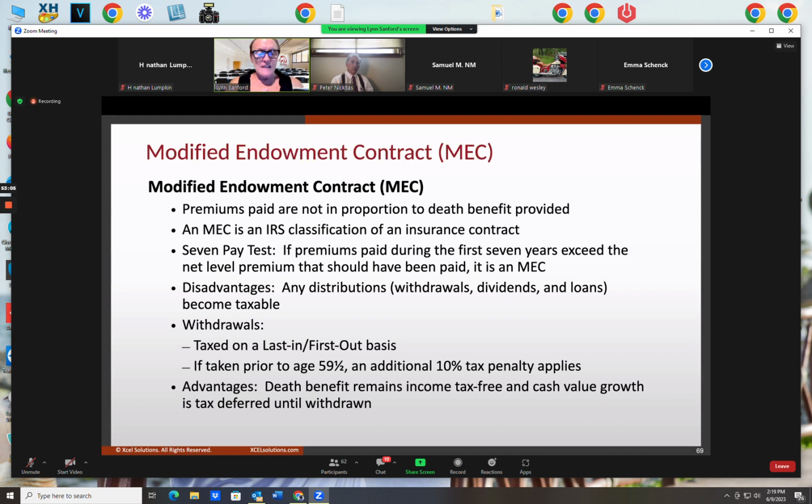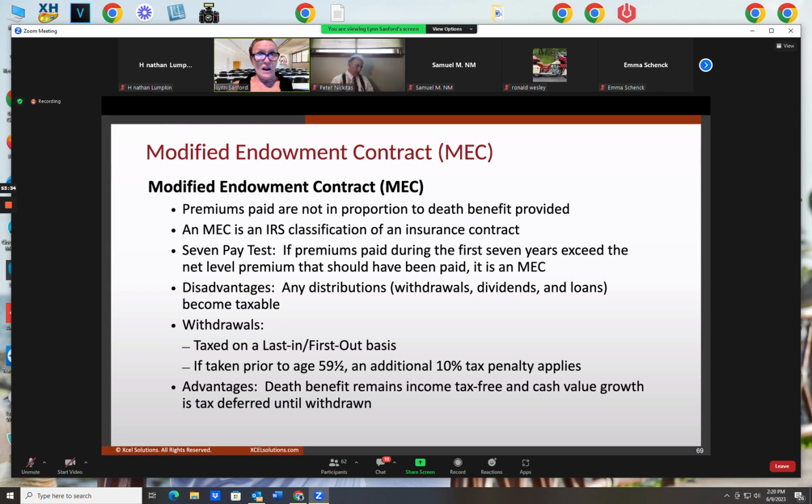Withdrawals are taxed on a last-in, first-out basis. So anything that went in that's considered growth is coming out first. You're going to be taxed on anything you take out, even in the form of a dividend, or a withdrawal, or a loan. It's taxed on a last-in, first-out basis, LIFO. If you take money out of a MEC prior to 59.5, the good old IRS will hit you with their famous 10% tax penalty, which applies for taking it out before your full retirement age of 59.5. Advantages of making it a MEC?